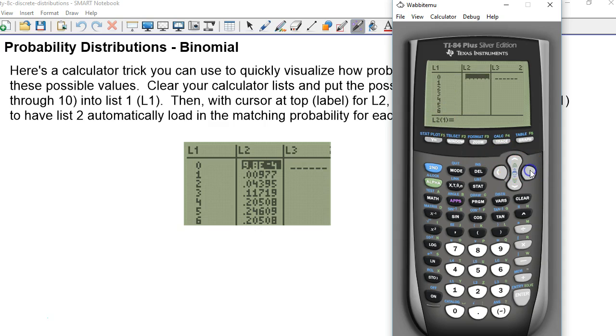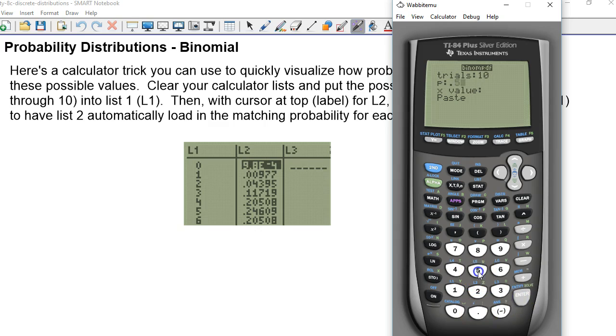In list 2, we're going to find the corresponding binomial PDF probabilities, but we're not going to calculate them by hand. We're going to let the calculator do that in a single step. So we'll go up here and highlight the name of the list, list 2, and we can enter an algebraic expression here. With L2 highlighted, we'll press second variables to get to the distribution menu. We'll scroll down to binomial PDF, and then we'll say, okay, we have 10 trials because we're flipping a coin 10 times.